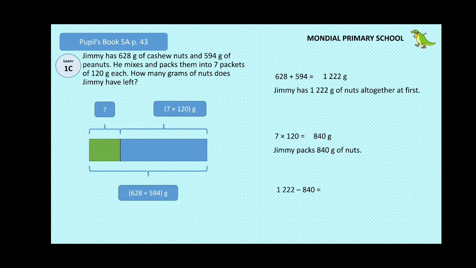So, 1222 minus 840 is equal to 382 gram. Well done. Remember to write the units, gram. And don't forget to write the sentence. Jimmy has 382 gram of nuts left.